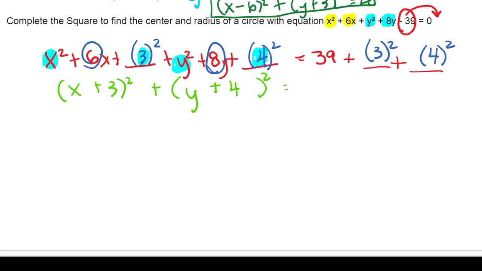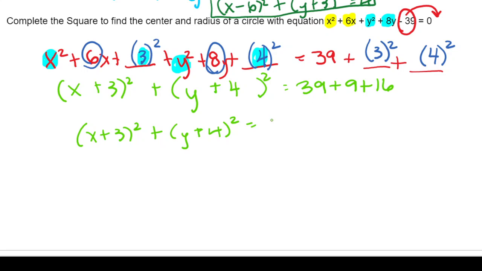And then we just need to simplify this stuff on the right side. This is 39 plus 9 plus 16. 39 plus 9 plus 16 is going to give us a 64. So there's the equation in standard form, but we're not done because this asked us to find the center and radius of this circle.